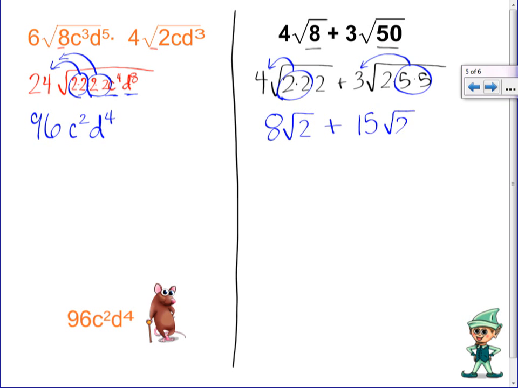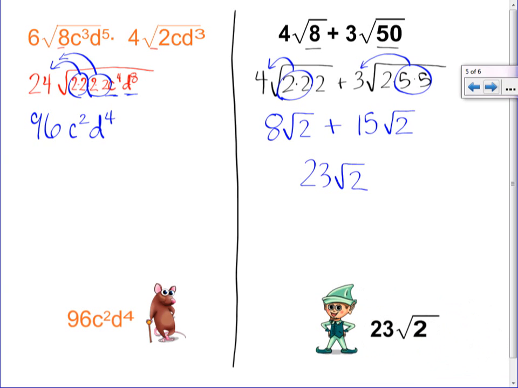15 root 2. Now I said to treat it like a variable, combining like terms, so what do we really have here, do you think? 23 root 2. We would take 8 plus 15 for our answer. But you can only combine those if the roots match. Otherwise it would just stay separate. Like if this was 15 root 7, then that would just stay your answer right here, this step before. Okay, so you can only combine them if the roots match.